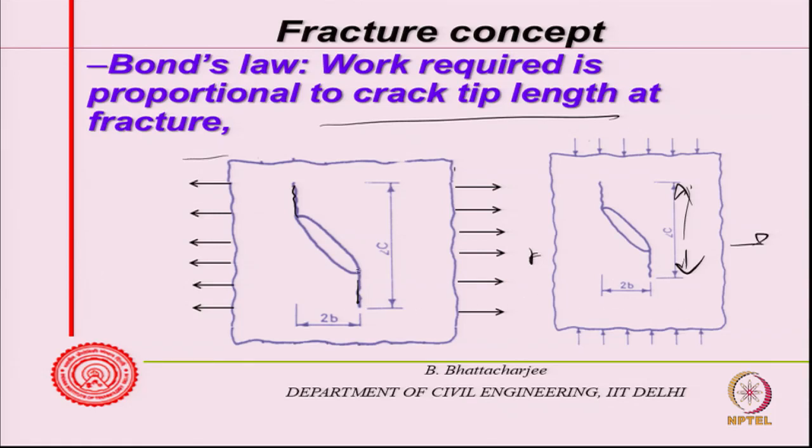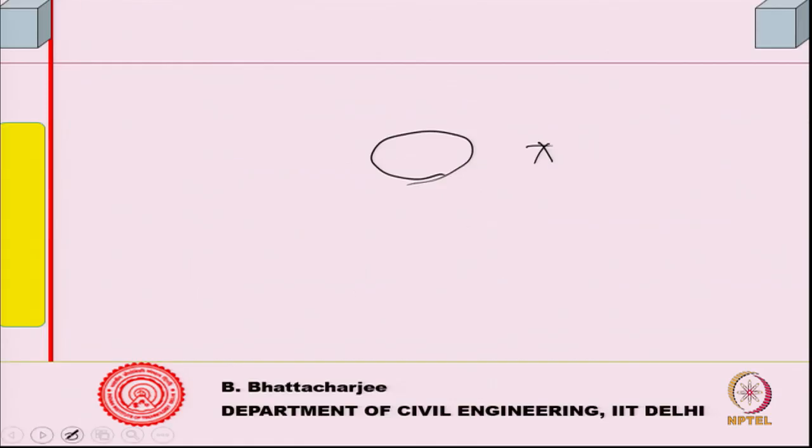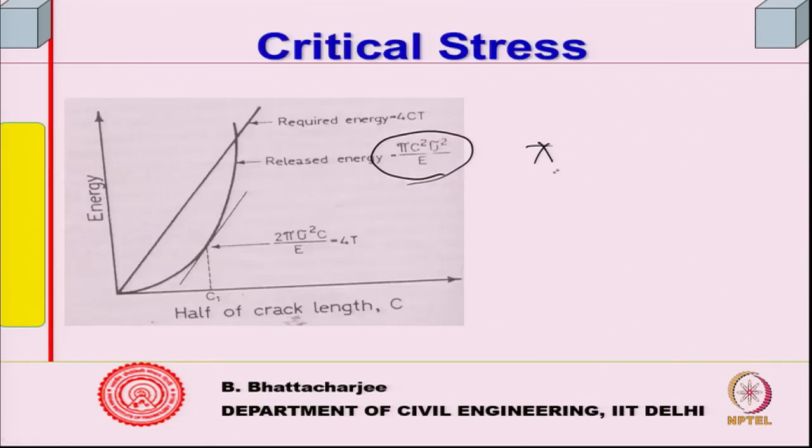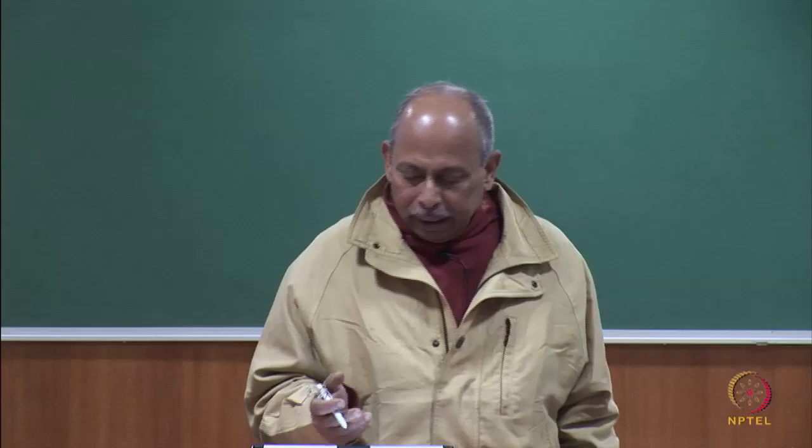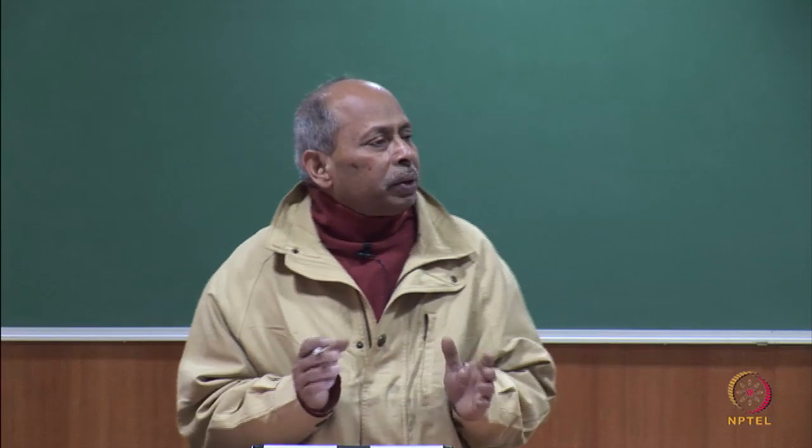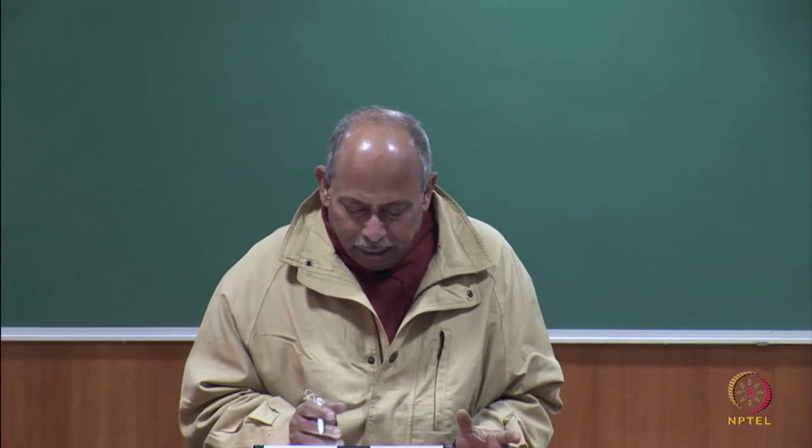This is of course 2b, this distance. So, if this is 2c, then what we have seen is that the critical stress or strain energy release is given by pi c square by sigma square by E. That is from theory of elasticity, using a closed form solution one can get the stress concentration around such a crack.